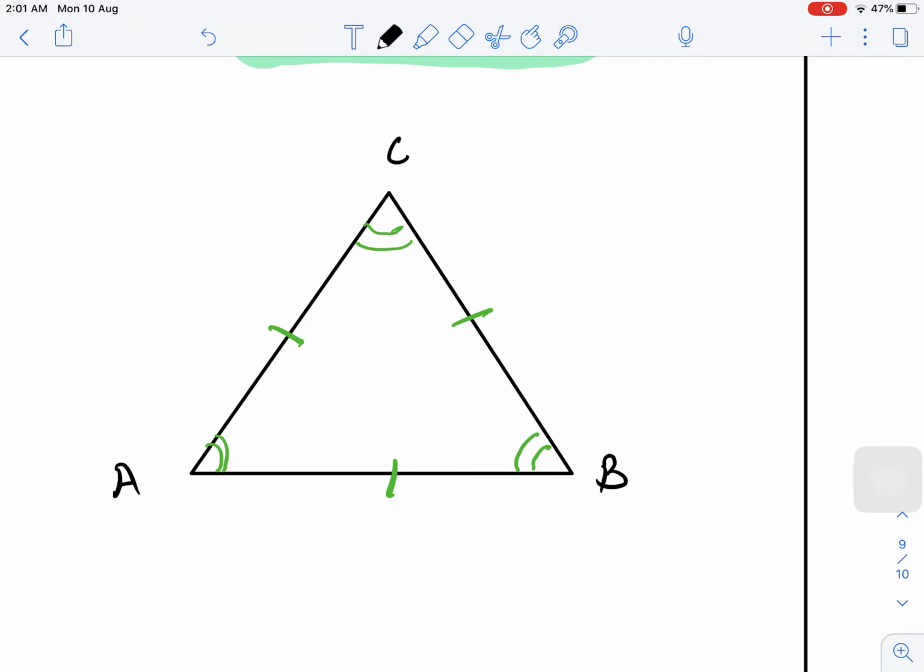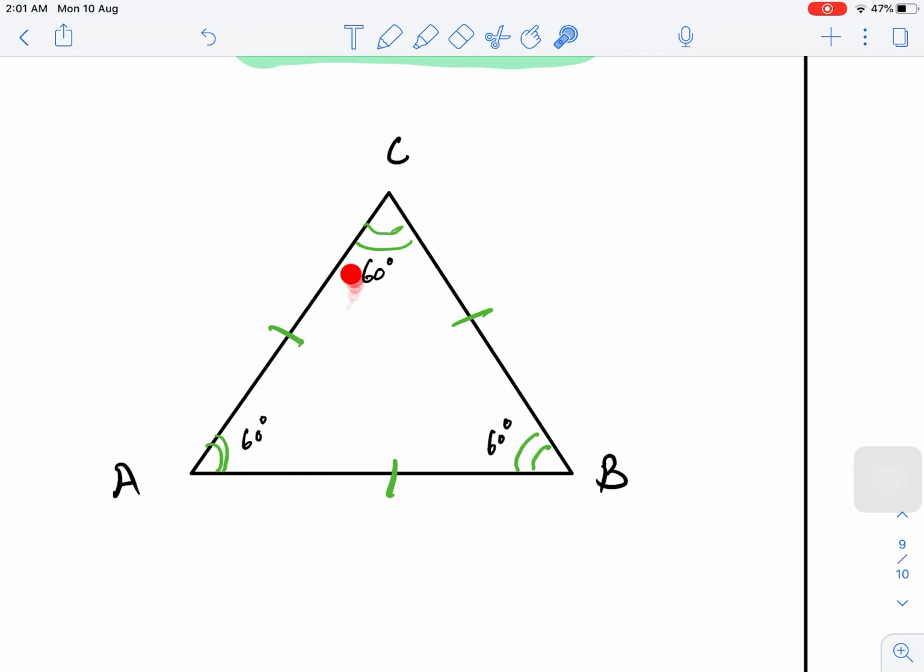So you can consider that if angle A is 60 degrees, then because of this same marking we can directly say that angle B will also be 60 degrees, and angle C will also be 60 degrees. So we can say that all of them have the same angles, or the measure of each angle is the same.